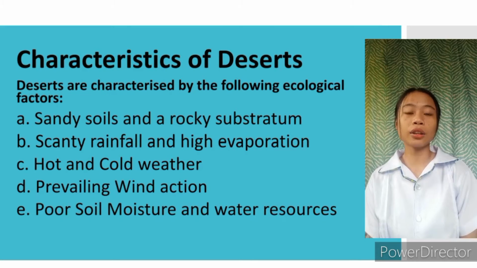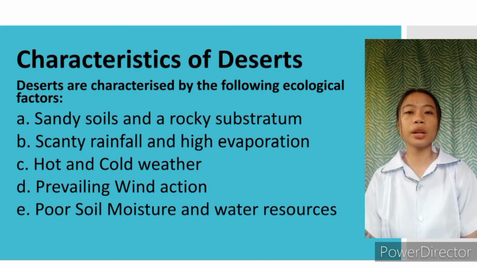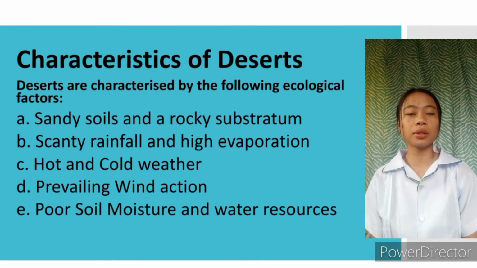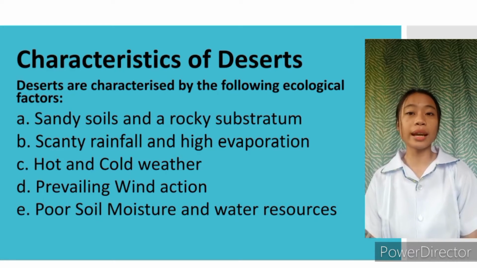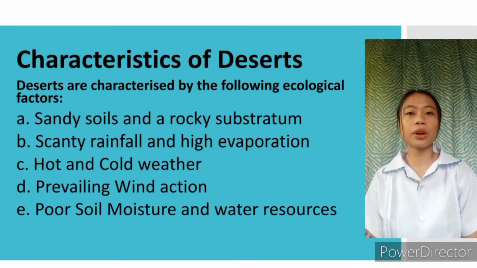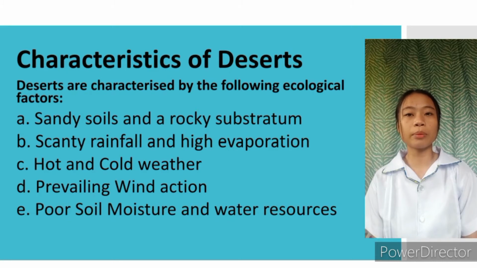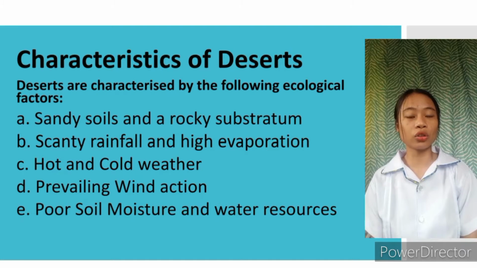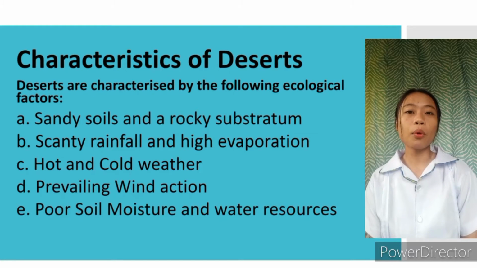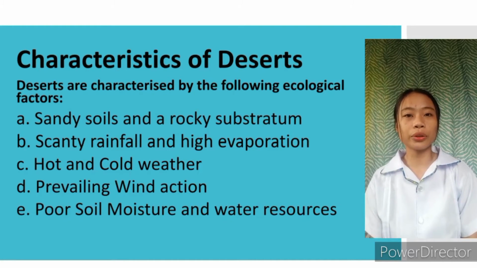Next is hot and cold weather. The temperature and weather are extreme in most deserts. At daytime, temperature is so hot, and during nighttime, temperature is very cold and freezing because they lack insulation provided by the humidity and clouds. Next is prevailing wind action, and lastly, poor soil moisture and water resources.